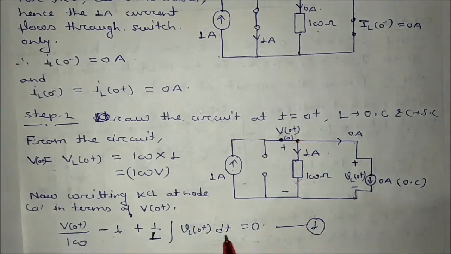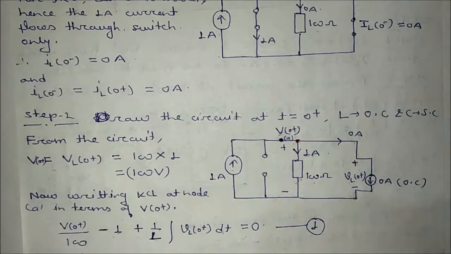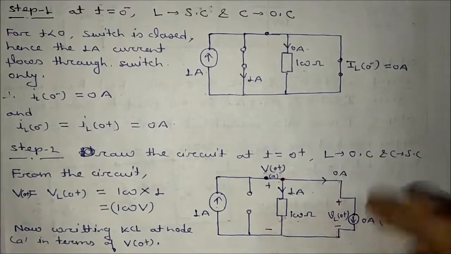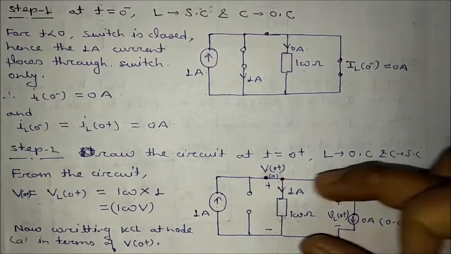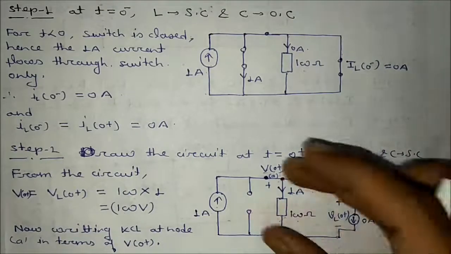If you differentiate the whole expression, what will you get? 1 by 100 dV0 by dt. This will be 0. This is 1 by L into VL0 plus is equal to what? 0. And VL0 plus, this voltage, will be the same as this voltage, that is equal to 100 volt. 100 into 1, that is equal to 100 volt.